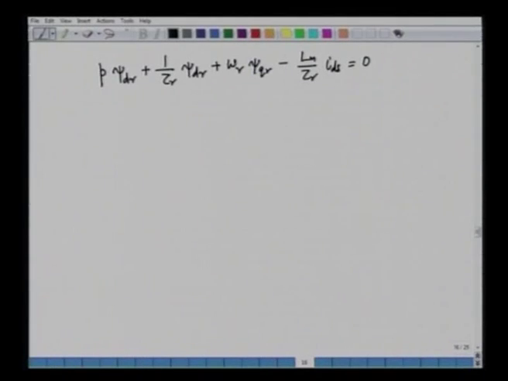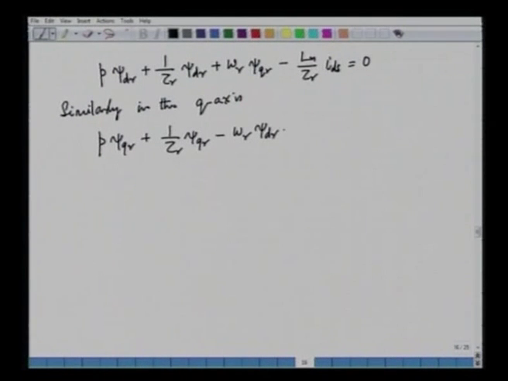So, this is what we have, and similarly in the q axis, we can rewrite the equation in the following fashion: P psi qr plus 1 by tau r into psi qr minus omega r into psi dr minus Lm by tau r into psi qs, that is equal to 0. So, these two equations will help us estimate the rotor fluxes, that is psi dr and psi qr in the two axes respectively.